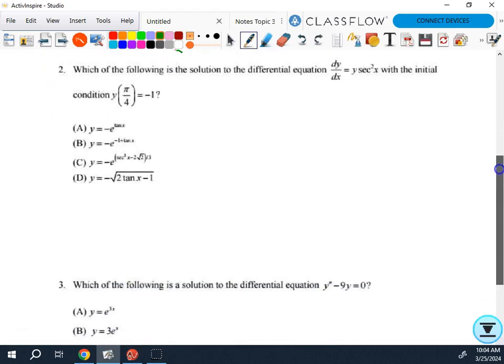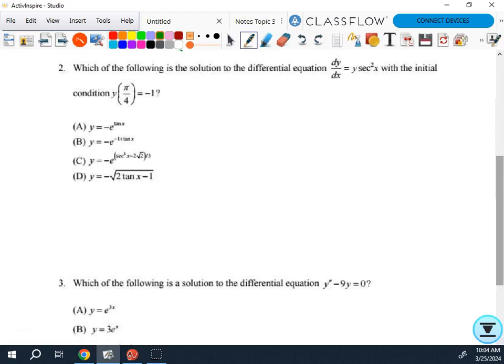Okie dokie. Number 2, which of the following is a solution? So we can actually separate and integrate here and then use this initial condition. When I do this, I'm going to divide both sides by y, so I'm going to get 1 over y dy equals secant squared x dx. Okay? So now I have all my y's on one side, all my x's on another.